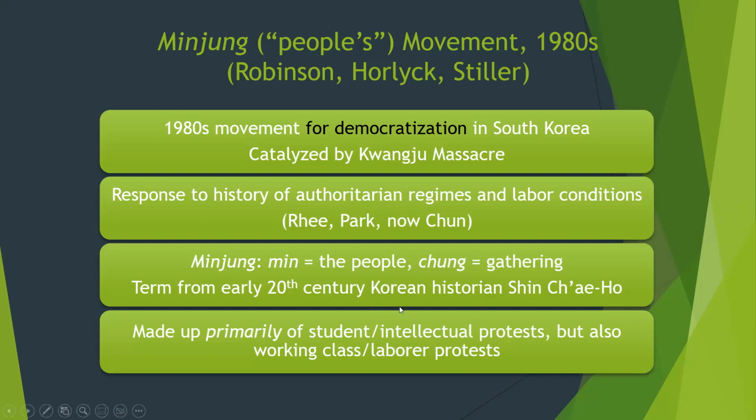Good. But yeah, the reason I don't necessarily like common people is because although it's made up primarily of students and intellectuals, there were working class people and laborers in the protests. And so it's quite a mixture of people, not just the quote unquote common people. There were elites, people in privileged classes, people not in privileged classes, all sorts of people involved.